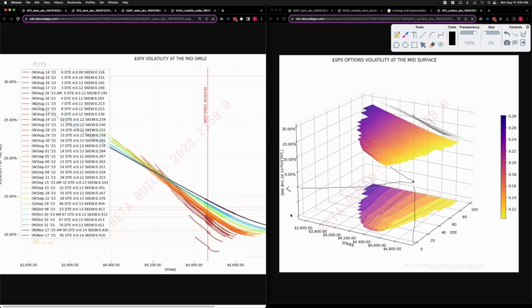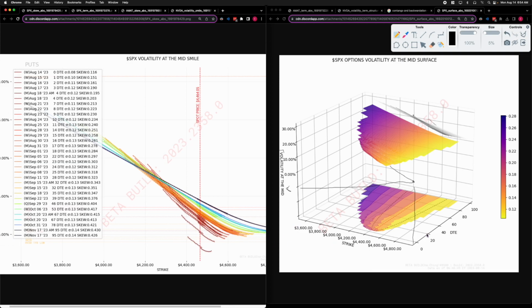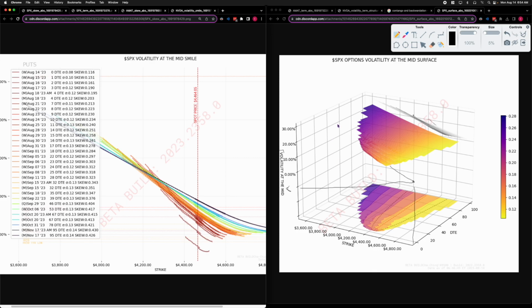But the point is that if we just took this y-axis, this x-axis, and plotted it on one chart, and just took four DTEs and color-coded them, we're essentially just smushing the volatility surface along two dimensions. And that's what our skew chart is.